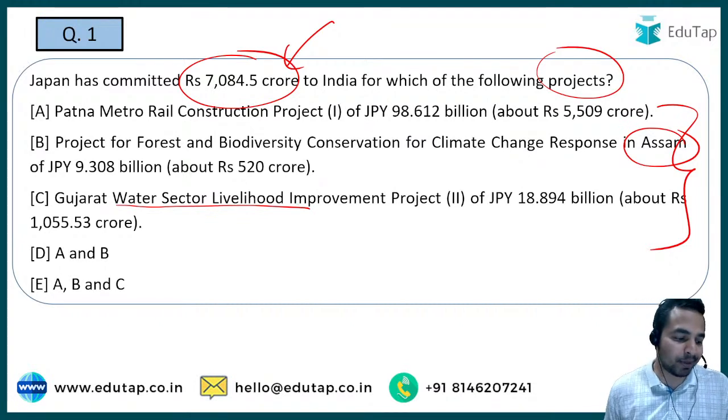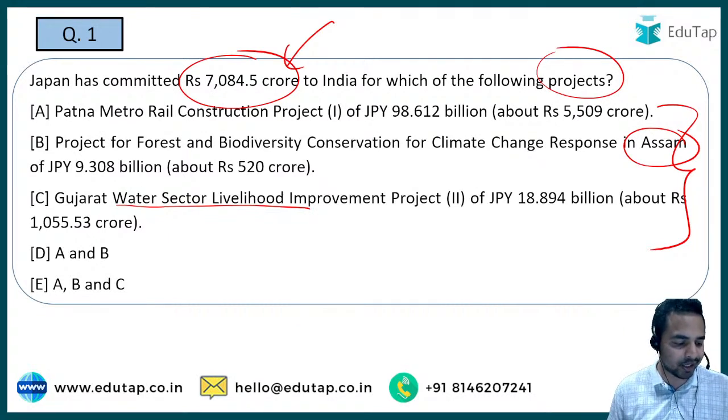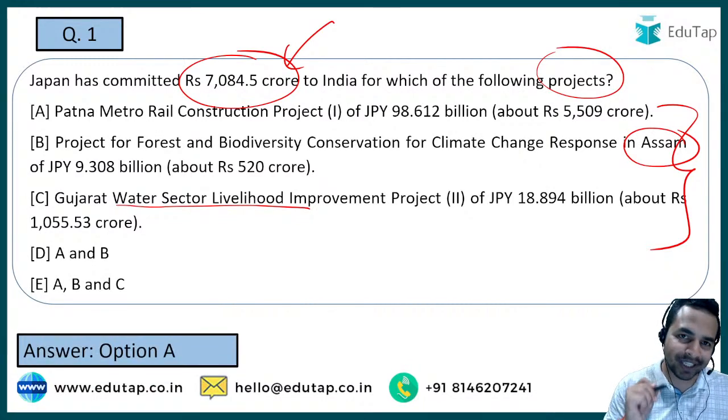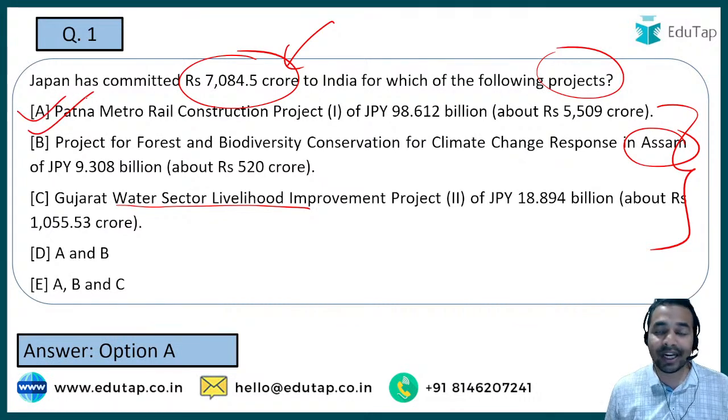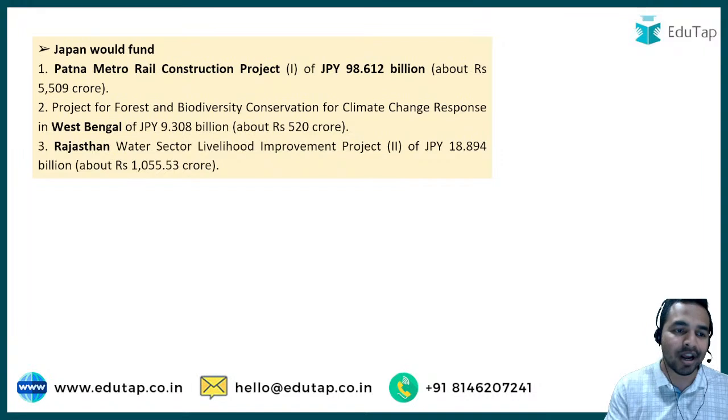So guys, please tell me what exactly is the right answer to this particular question. I'm waiting for a response in the comment section. To question number 1, Ankit Sharma is saying option D, Nilesh is saying option A, Bhubesh is saying option A. So guys, the right answer to this question is option A only, that is the Patna Metro Rail Construction Project. ठीक है जी. So let us discuss this particular part in a little bit more detailed manner. So here you can see that Japan ने recently कहा है that it is going to fund the Patna Metro Rail Construction Project.